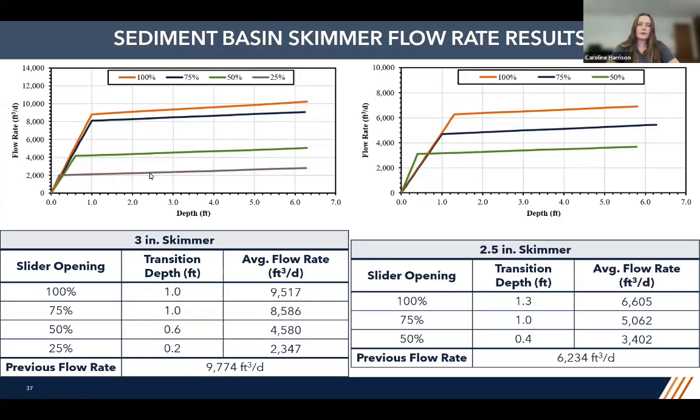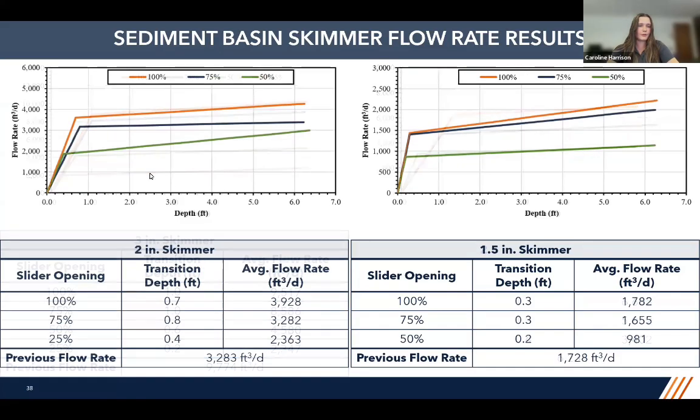For our 2.5-inch skimmer, this is where that 25% opening is now omitted. Our manufacturer here, about 62,000 cubic feet per day. Experimental max was 6,600, and our minimum here was about 3,400 cubic feet per day.